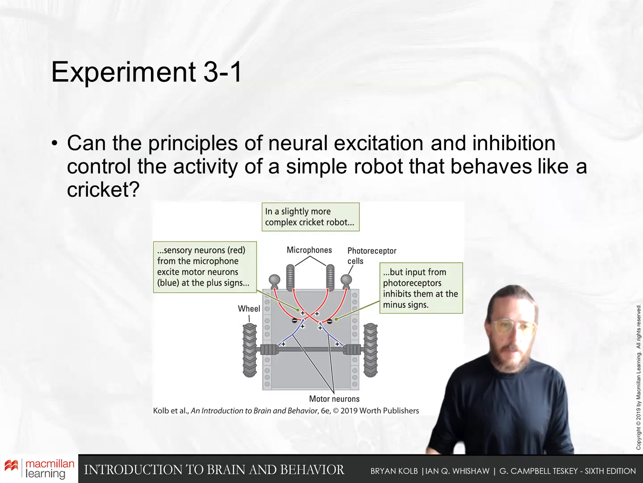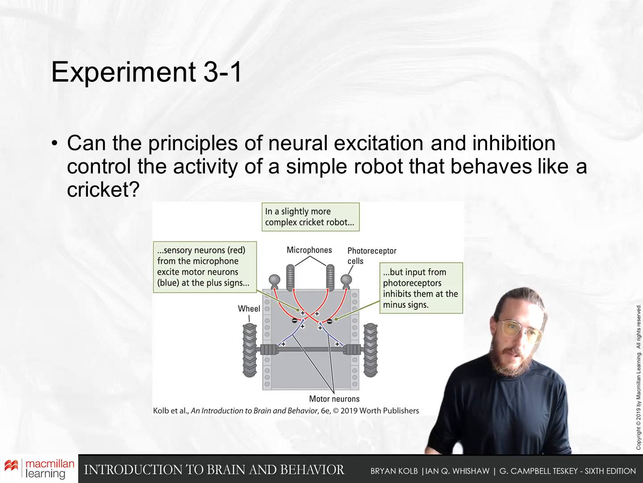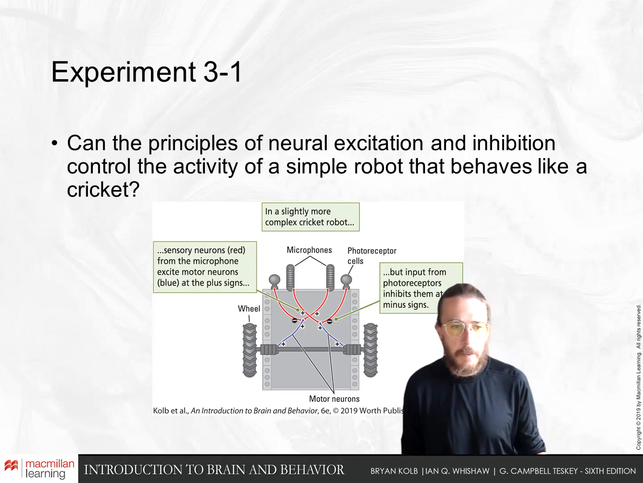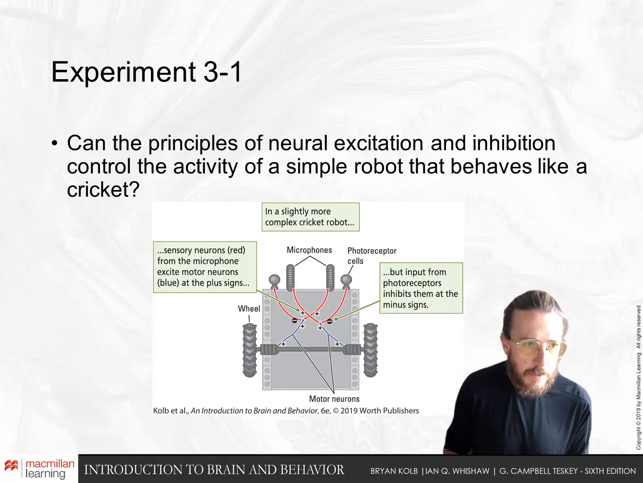So if there is light on this side of the animal and the cricket is making a sound on this side, the light will inhibit the wheel on this side and will increase the wheel on this side by the microphone, and the animal will turn that way. However, if there's a bright light in the same place, it can inhibit that circuit and not allow the cricket to go. I might have mixed that up.